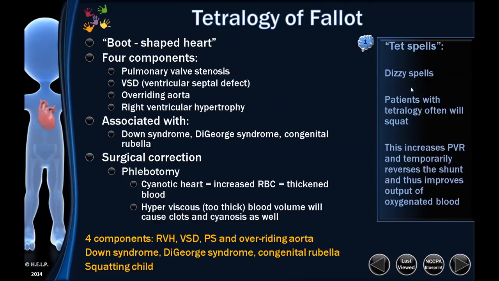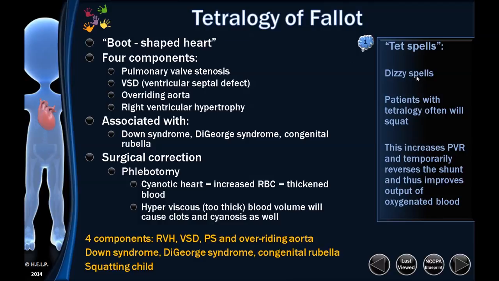There's this thing called a TET spell. It's when these kids get dizzy when they're active and running around. So what these patients will do is they'll squat down like a catcher in baseball. And when they squat down, it increases the peripheral vascular resistance, and it causes the blood to shunt the opposite direction. Normally it's right to left, which is deoxygenated blood going to the oxygenated side. When they squat, increased peripheral vascular resistance temporarily shunts left to right, pushing oxygenated blood out where it normally should go. And so these kids will pink up and feel better after they squat, which is why they end up doing it after they get dizzy. And so this is called a TET spell.